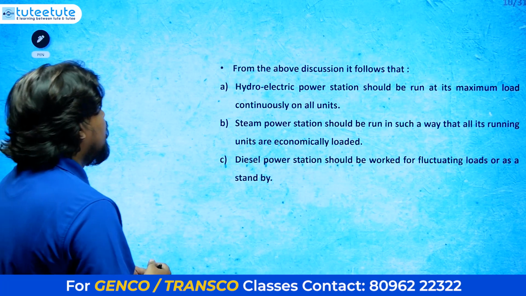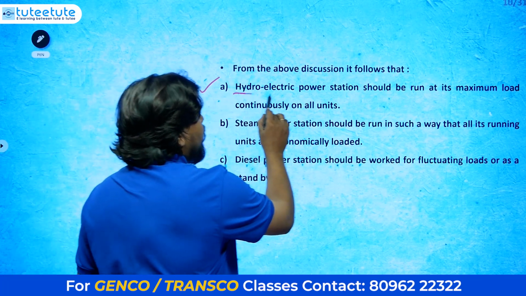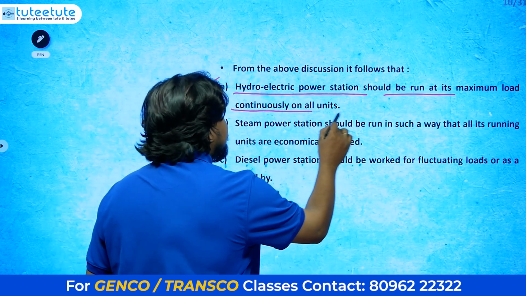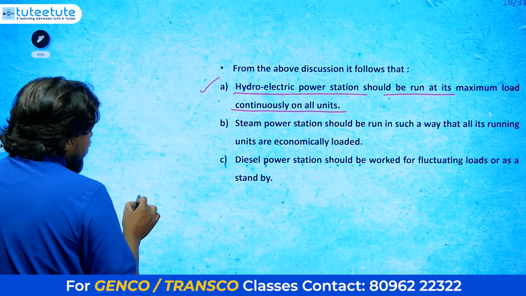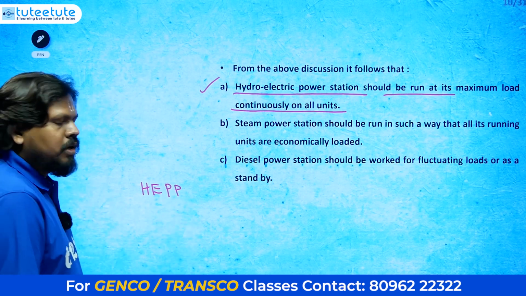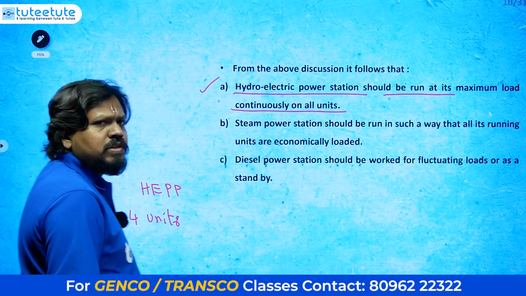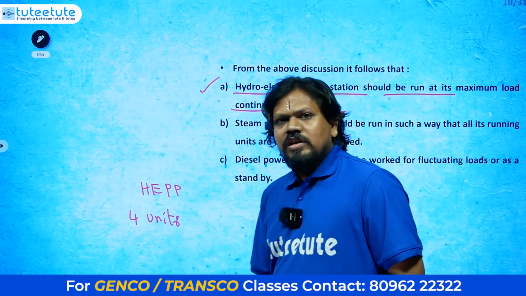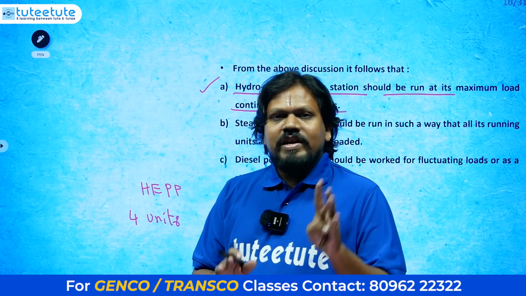From this, we can understand some points. I have told you already: a hydroelectric power station should be run at its maximum load continuously on all units. For example, in a hydroelectric power plant, four units are there. Four units means four generators, which means four turbines also. Understand?